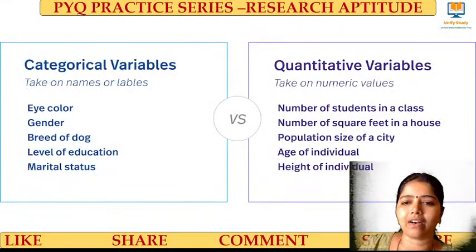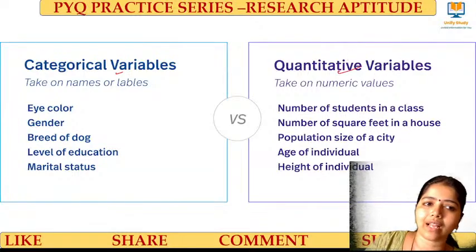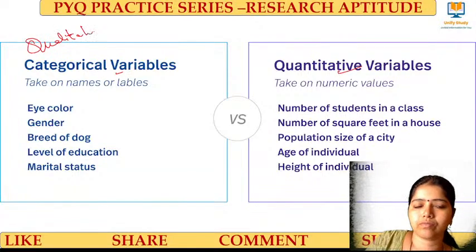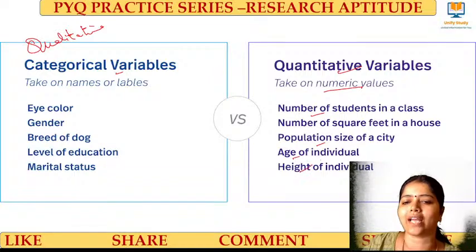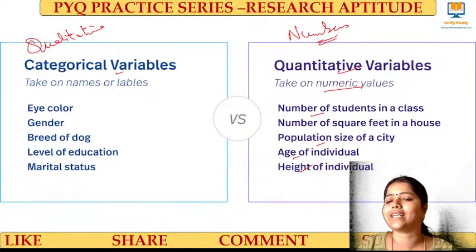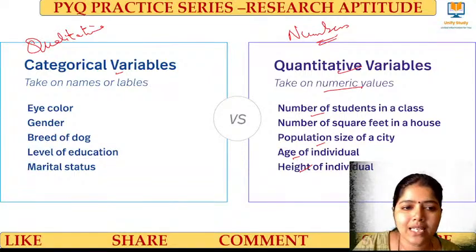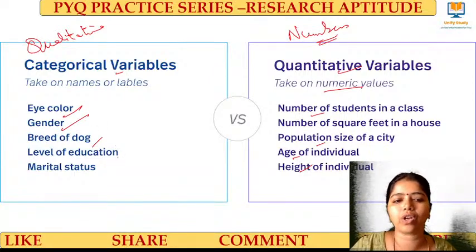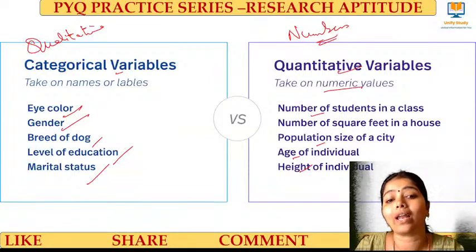See, we have categorical variables and quantitative variables, right? Categorical variables is nothing but qualitative. Quantitative variables take numeric values: number of students, population, age, height, which we can measure, which come in the form of numbers. That we call quantitative variables. When we do labeling of something, that we call qualitative or categorical variables. See, eye color, gender, breed of the dog, level of education, marital status, these all are categorical variables, which are qualitative variables.